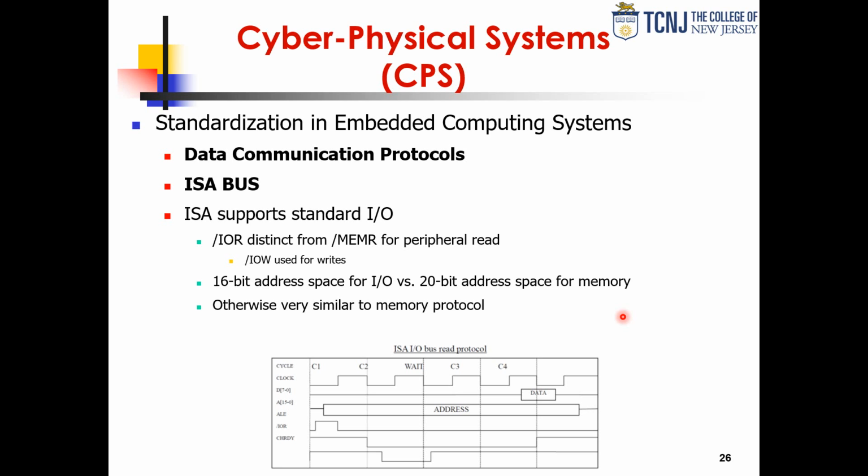It was a parallel bus with 16 bits of address space for I/O and 20 bits of address space for memory. So pretty similar to a memory protocol. This is kind of where it all started, as we saw a lot of growth and proliferation of electronics in the early 80s.